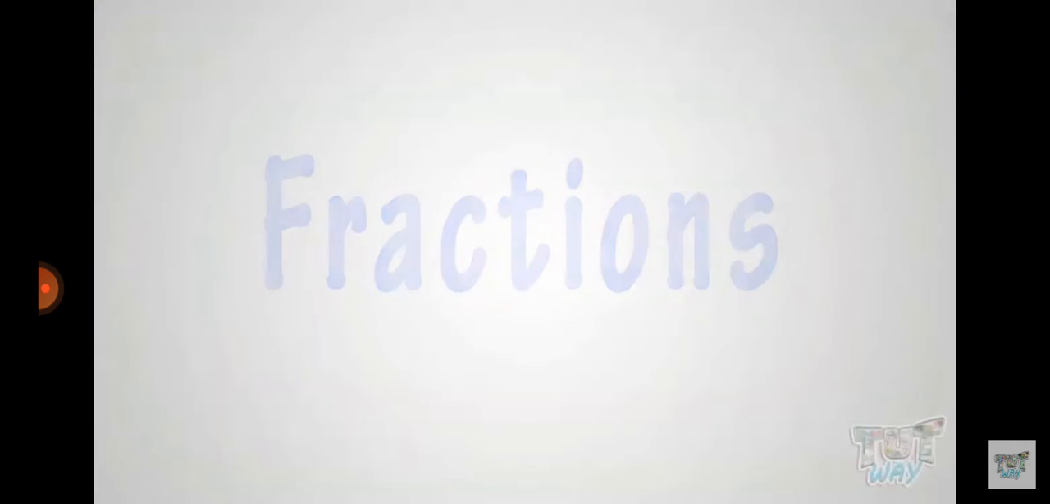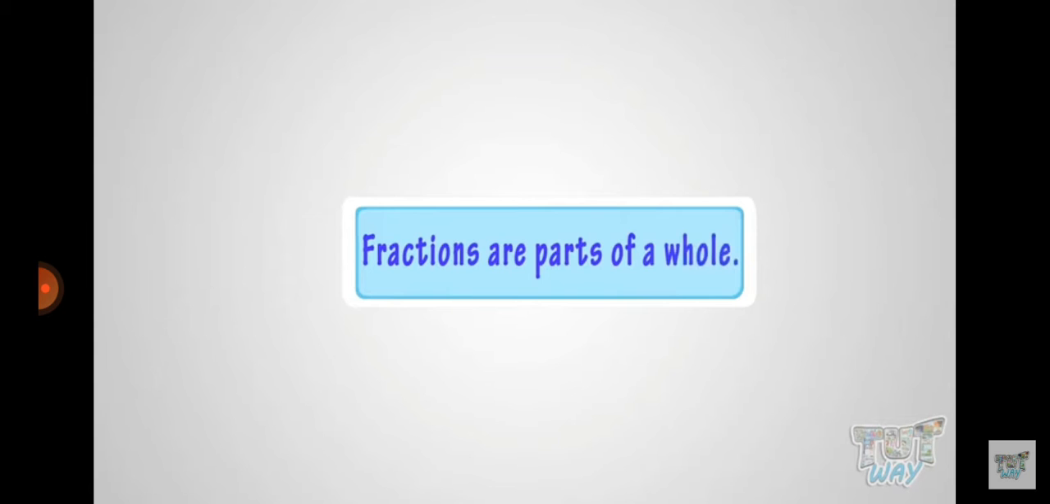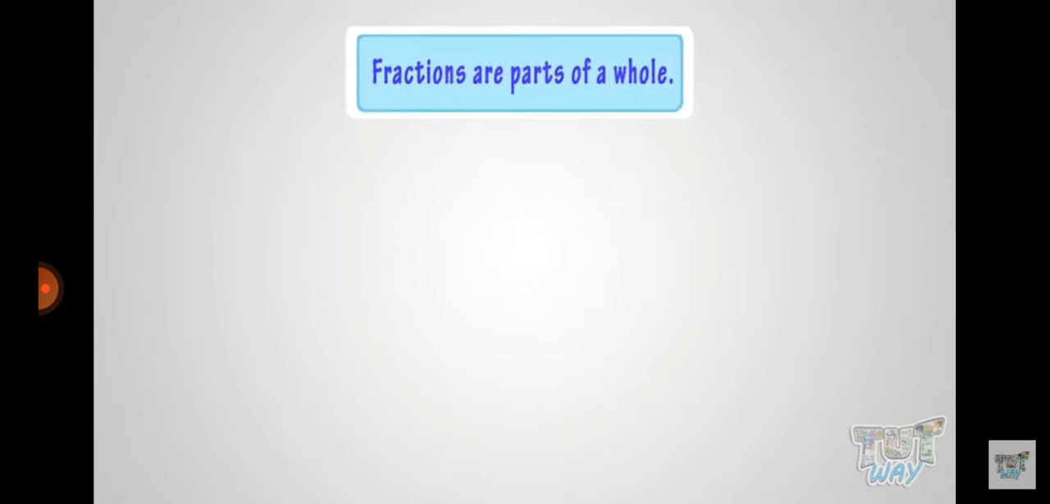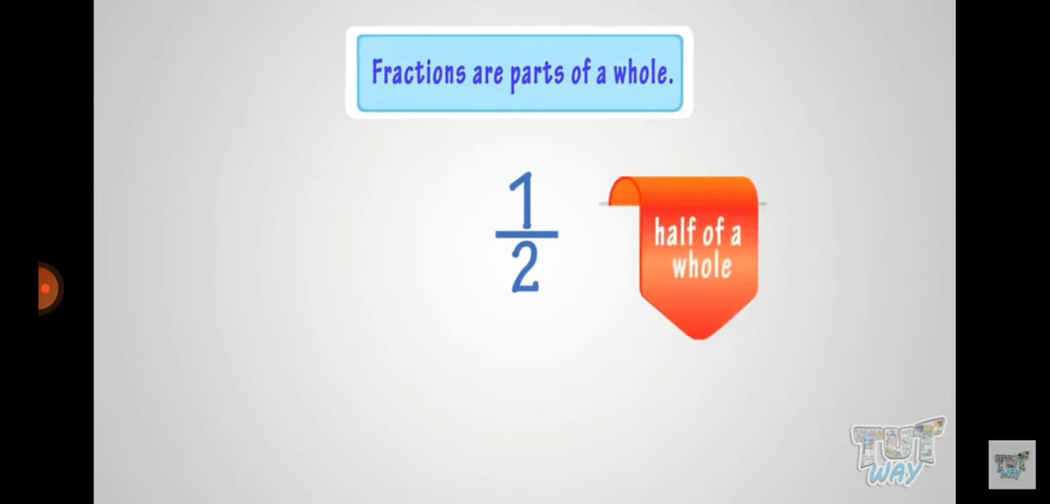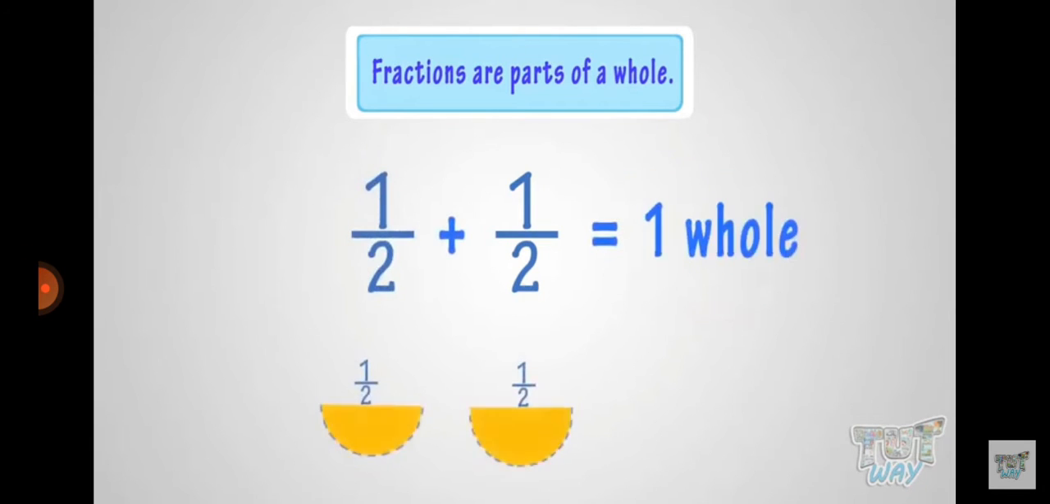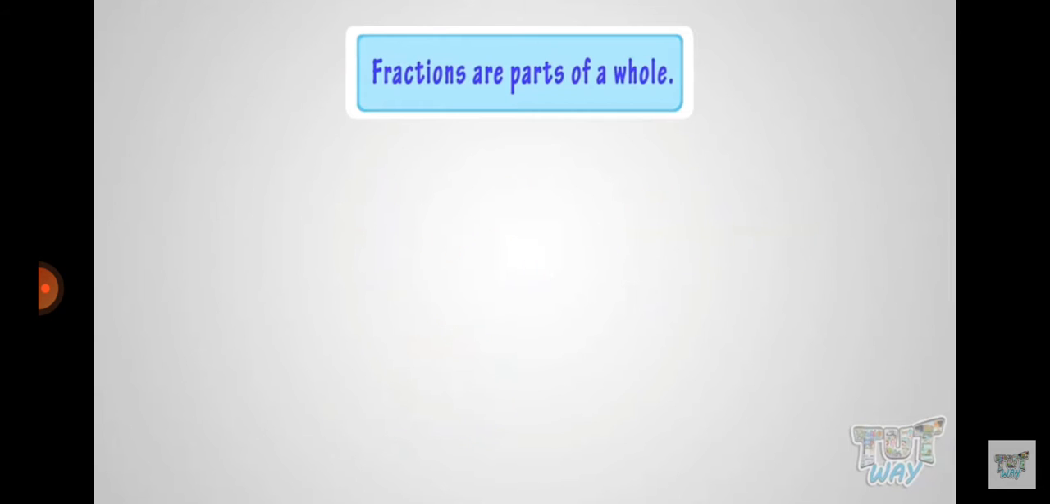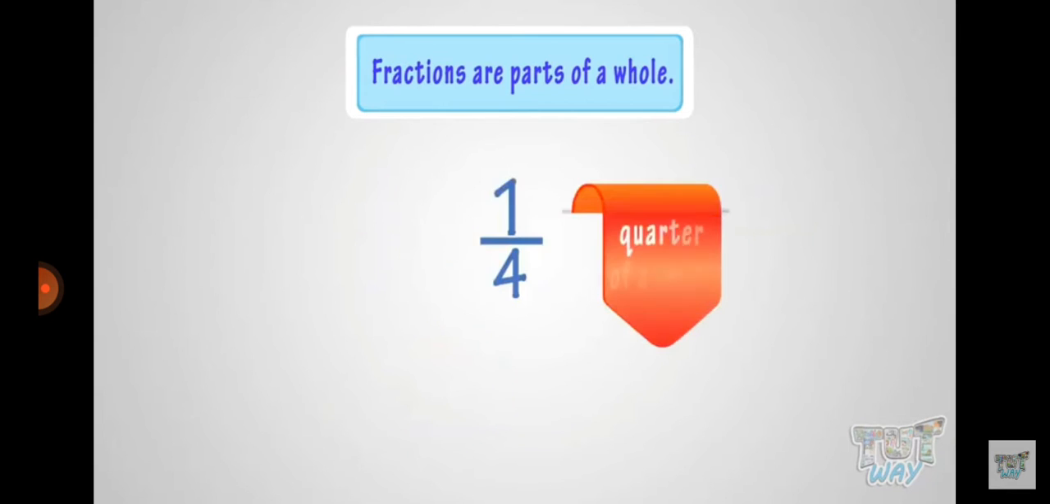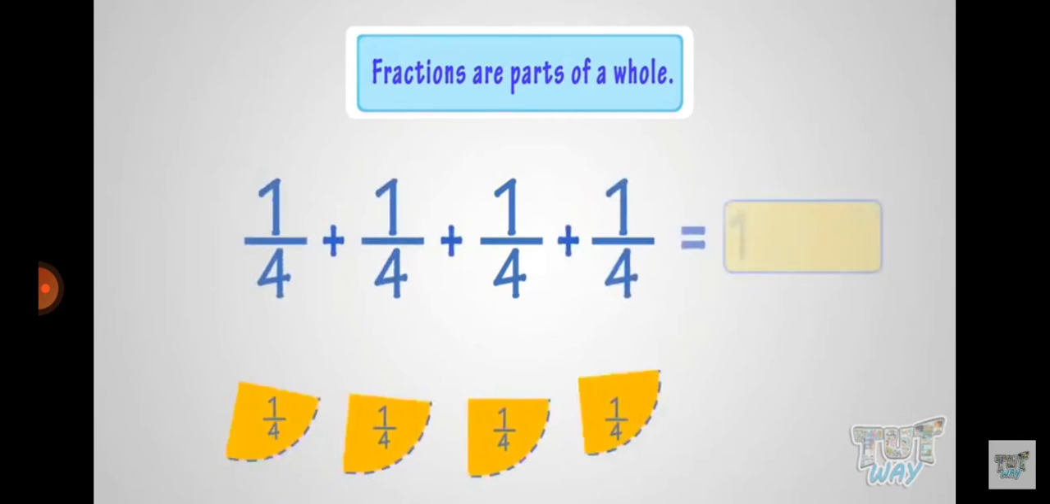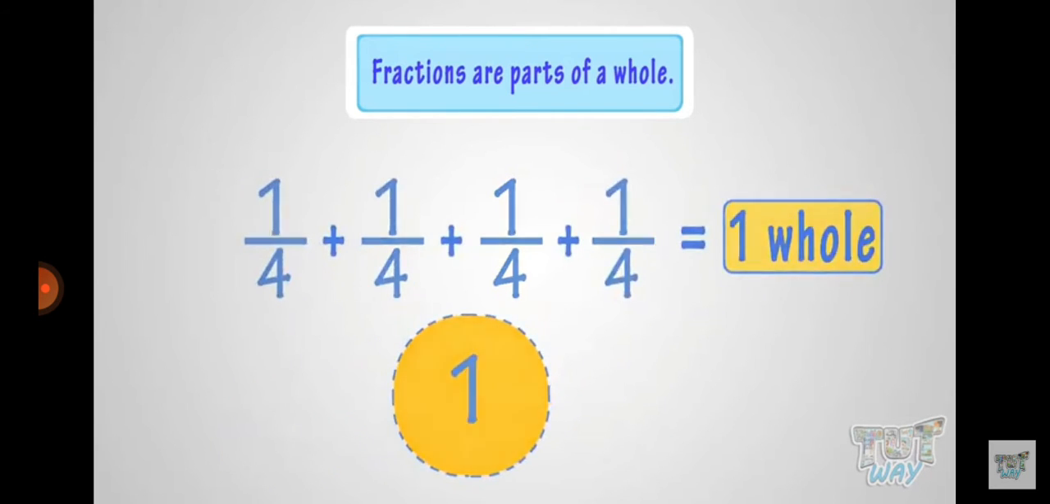Fraction. In fractions we have learned so many different things. The first thing we have learned is that fractions are part of a whole. 1 by 2 is known as the half, that means 2 halves make a whole. If it comes to 1 upon 4, that means 4 quarters make a whole.